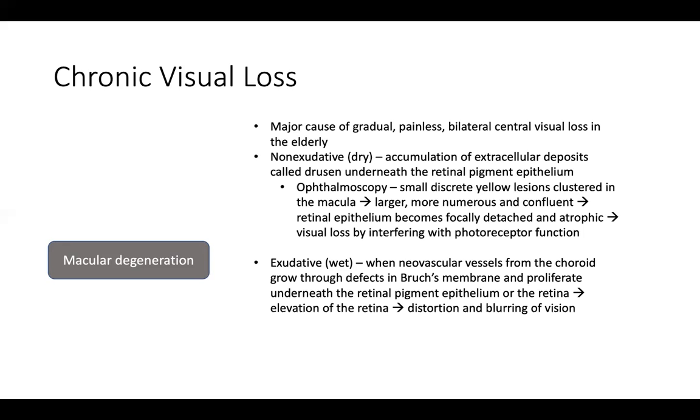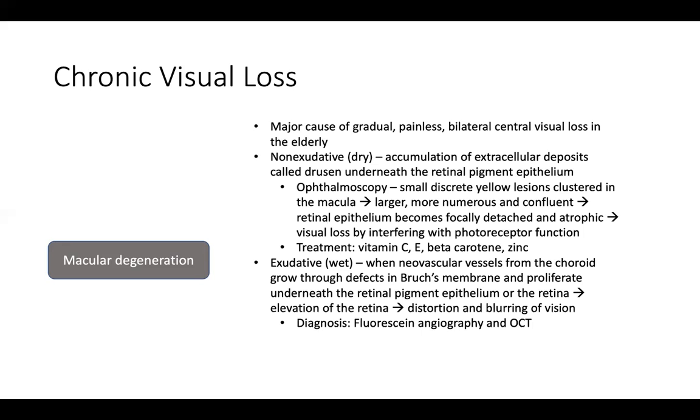The retinal pigment epithelium becomes focally detached and atrophic, causing visual loss by interfering with photoreceptor function. Treatment with vitamins C and E, beta carotene, and zinc may retard dry macular degeneration.